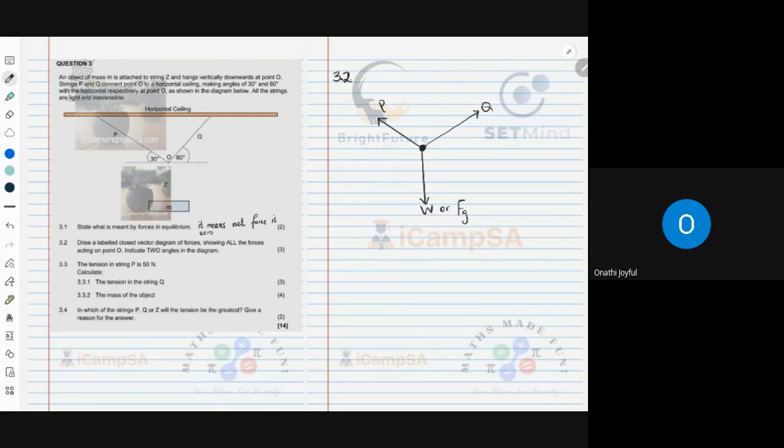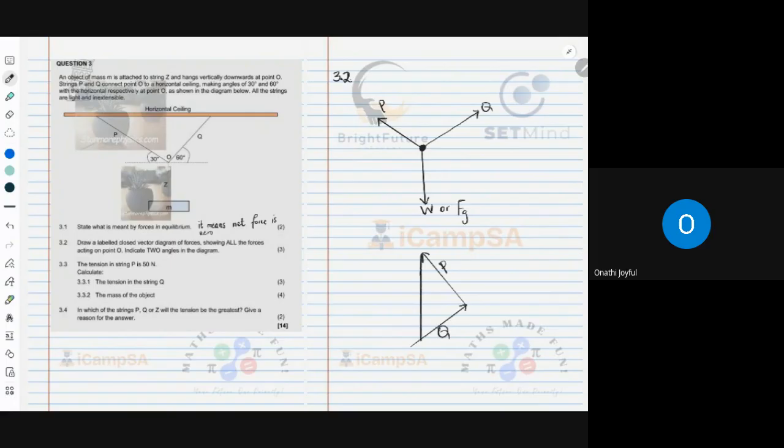What we want to do, we have our FBD, free body diagram. Now we want to turn it into a closed vector diagram. So we do it like this. You have all of your forces, by the way, you don't change them. You know that P is going there. This is one side of your triangle, so let me write P here. You know that Q is coming this side like this. And you know that W is going down like this.